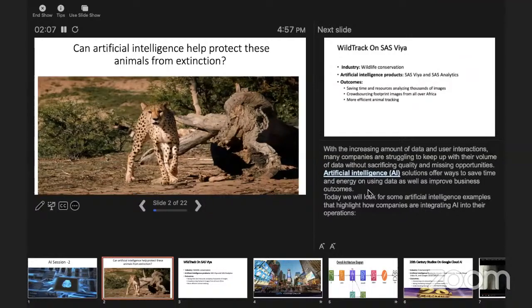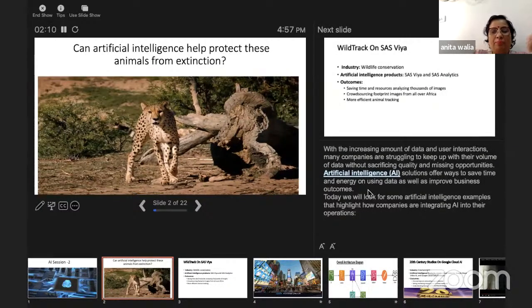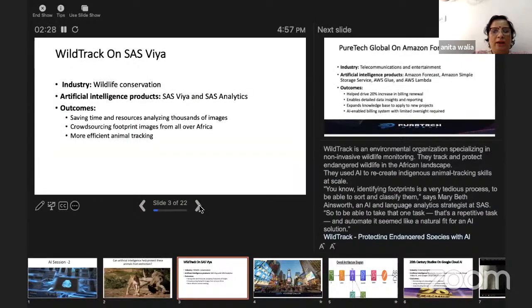So we look at some artificial intelligence examples which will highlight how companies are integrating AI into their operations. So the first case is this, where I ask: can artificial intelligence help protect these animals from extinction? Now, Wildtrack is one organization. It is like a non-business organization, like an NGO, which works toward environmental protection. They specialize in non-invasive wildlife monitoring, right? They track and protect endangered wildlife, especially on the African continent.